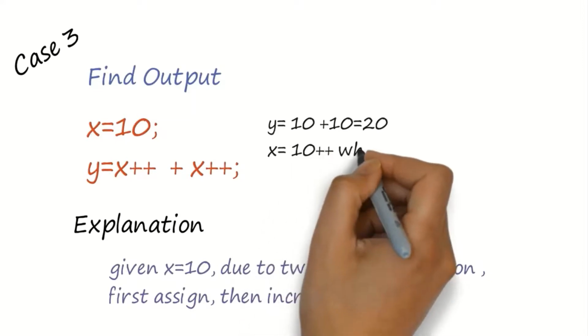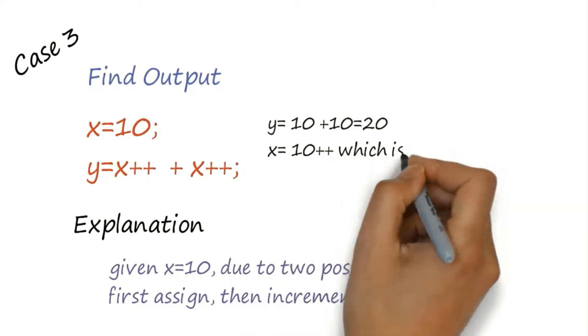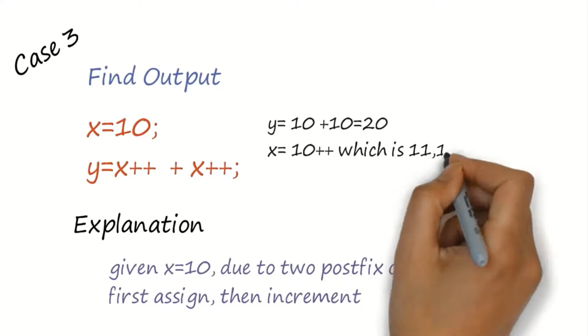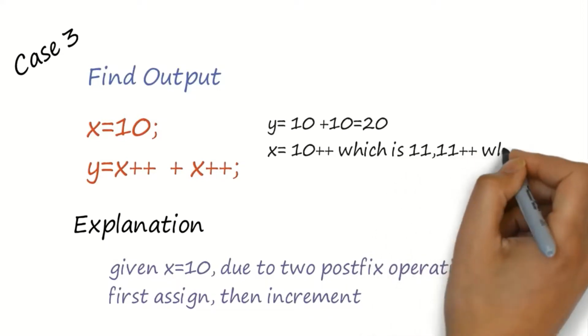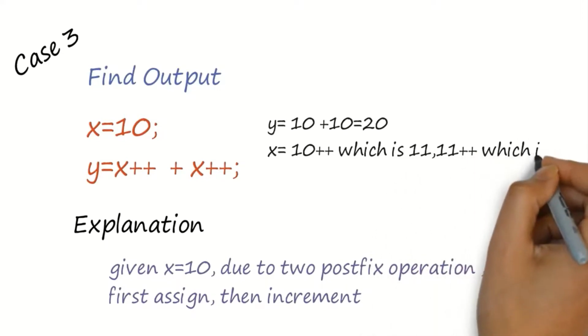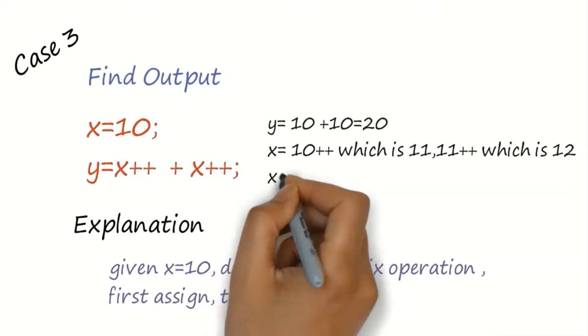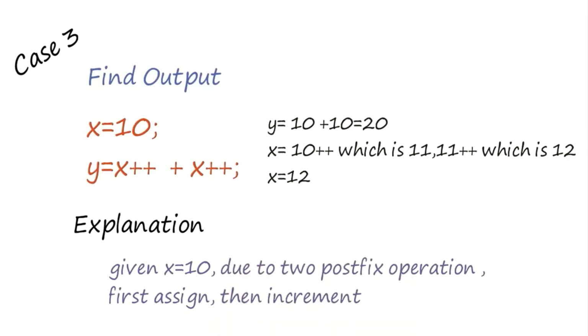However, if you are asked to print the value of x after the execution, the first x++ means 10 is assigned to x and incremented by 1, that is 11, and then the second x++ will start from x equal to 11 plus 1, that is 12. So the final value of x is 12.